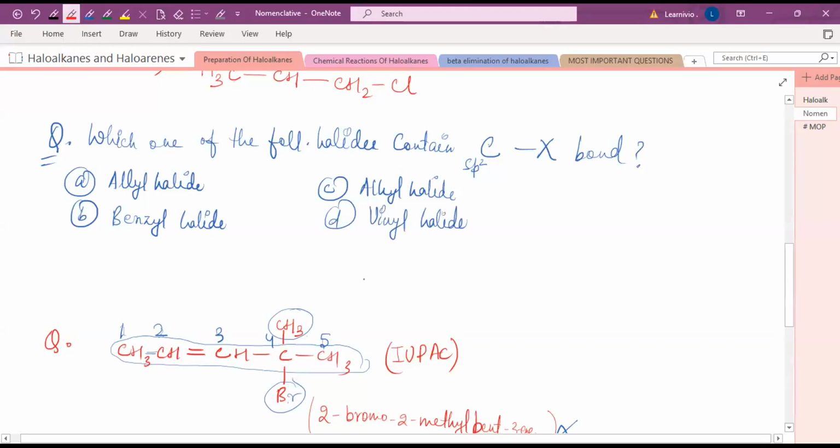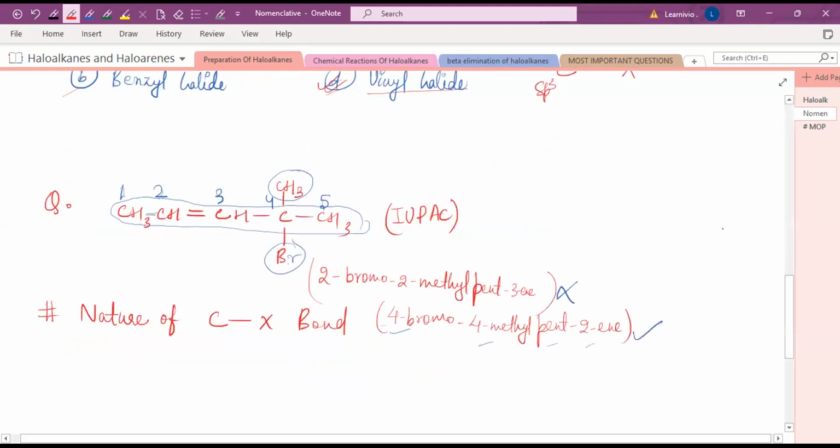Option D. Vinyl halide is the correct one, because allyl halide, benzyl halide, and alkyl halide are all types in which the halogen is attached to an sp3 hybridized carbon. In vinyl halide, the halogen group is attached to an sp2 hybridized carbon. So that's the correct option. Okay, got it? So let's start today's topic.